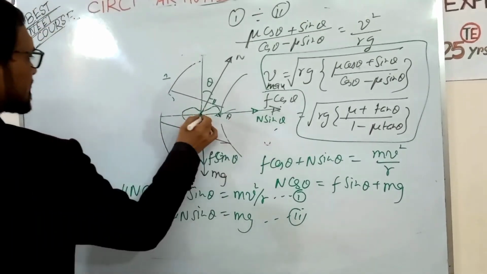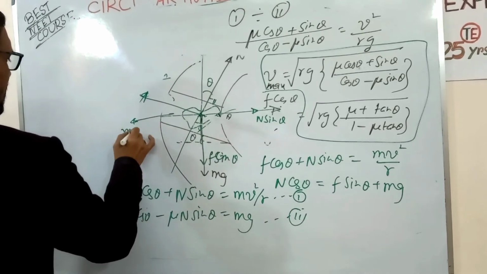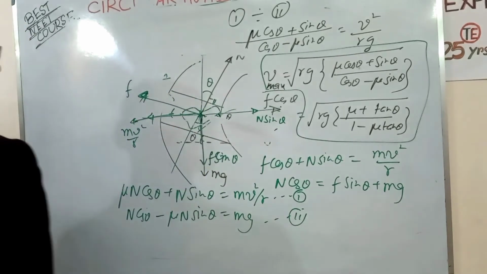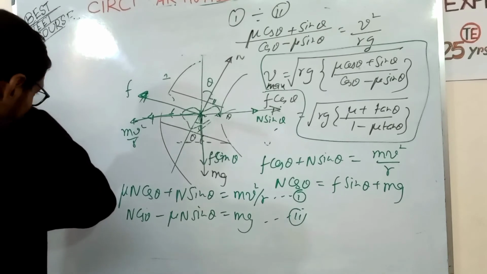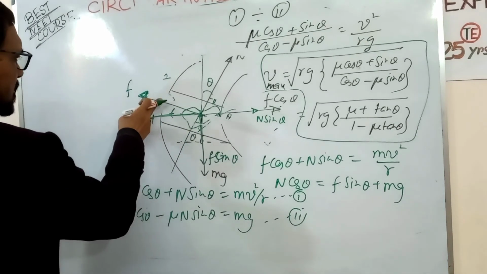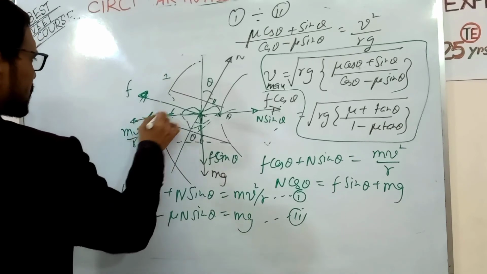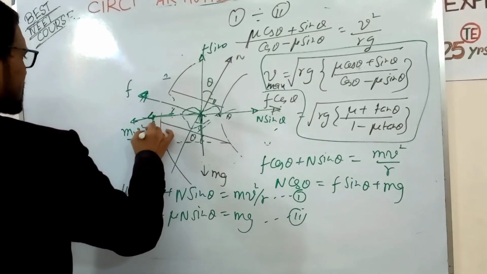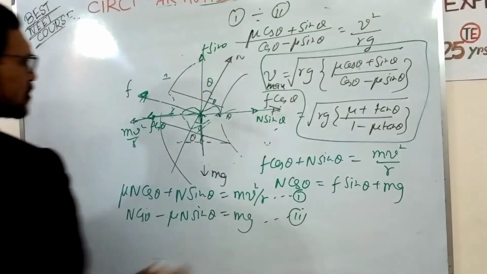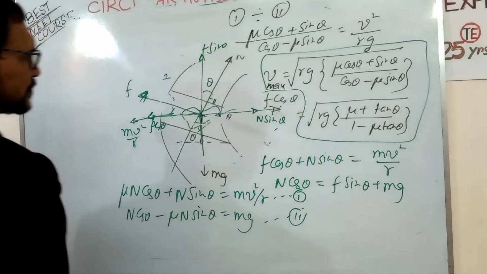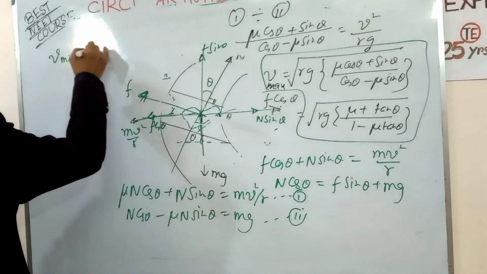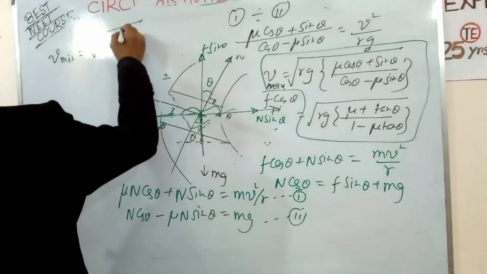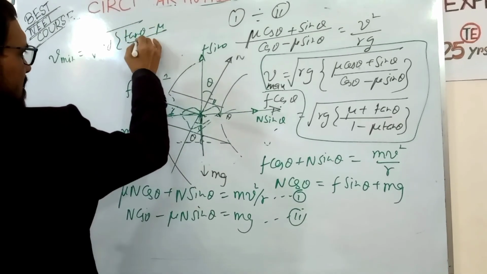So when friction acts in this direction, if we resolve this friction along this and this, we get f cos theta and f sin theta, just reversed. Now just put mu equal to minus mu. So v minimum will be root over rg into (tan theta minus mu) by (1 plus mu tan theta).